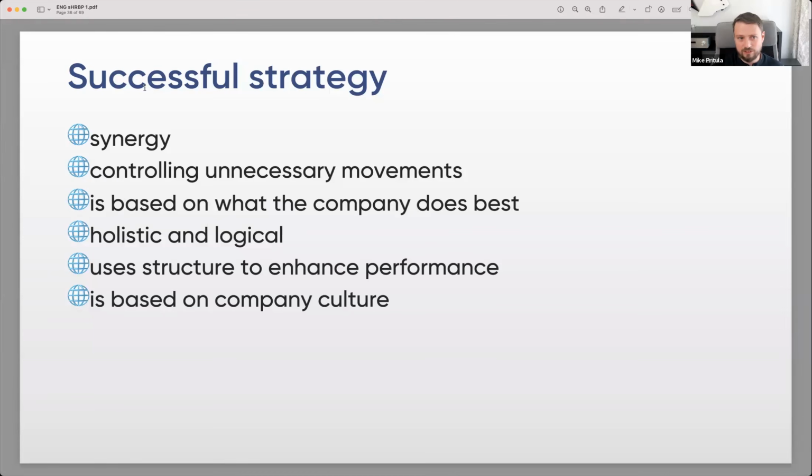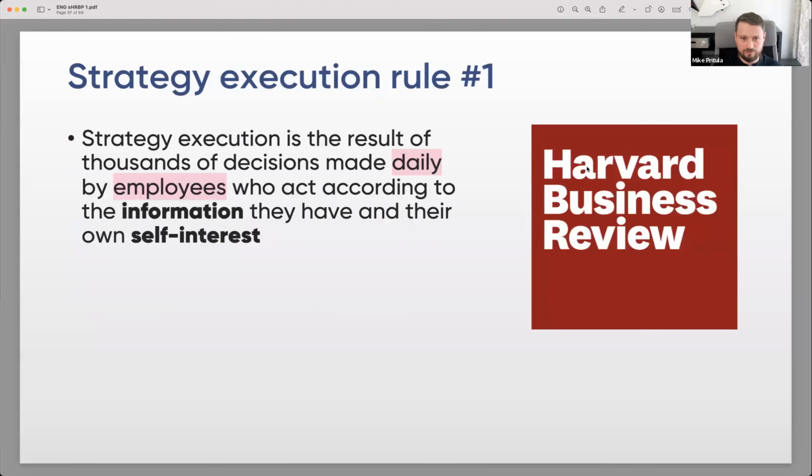Okay. What is successful strategy? Not every strategy is successful. There is a very good book that I'm going to recommend you at the end of this class. So successful strategy consists of synergy, controlling unnecessary movements, is based on what the company does best, holistic and logical, uses structure to enhance performance, and is based on company culture. How to execute the strategy? It's very important to understand.